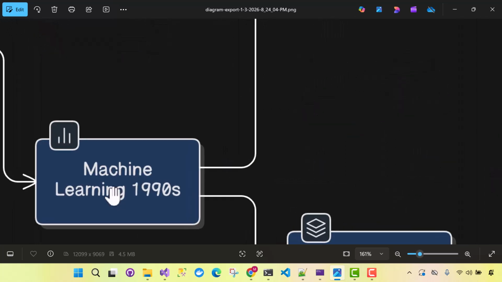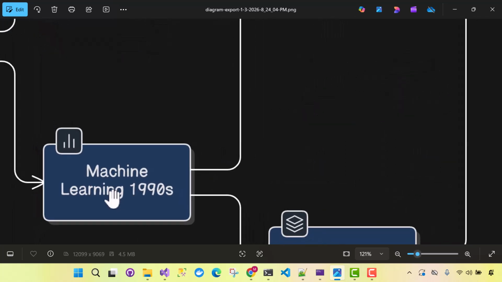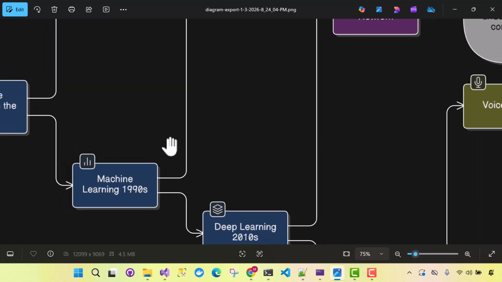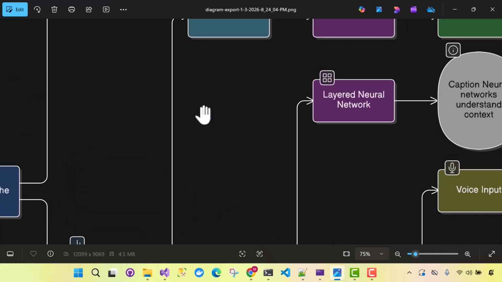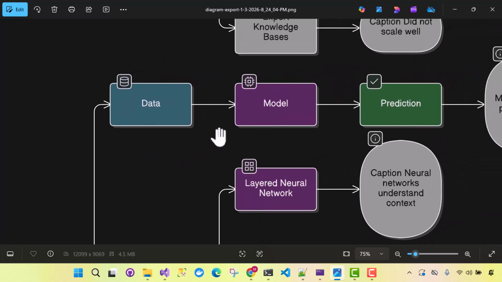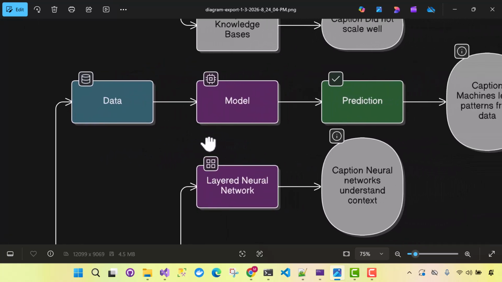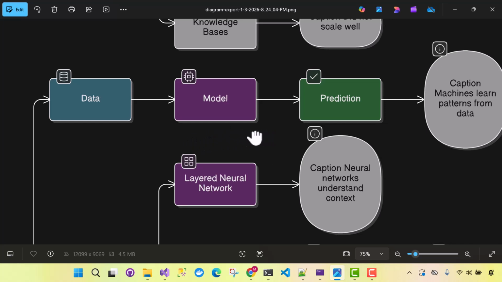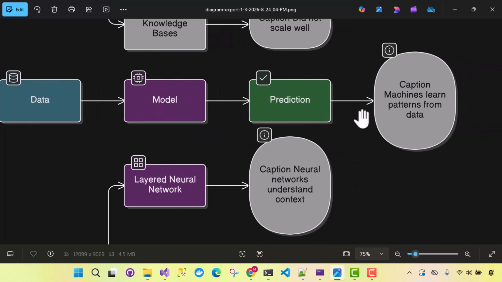In the 1990s, AI took a major turn with machine learning. Instead of explicitly programming rules, machines began learning patterns from data. Models were trained on text paired with labels, allowing them to recognize intent, classify text, and make predictions. This was the beginning of statistical language understanding.